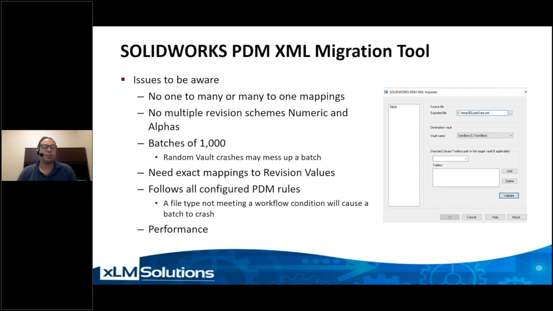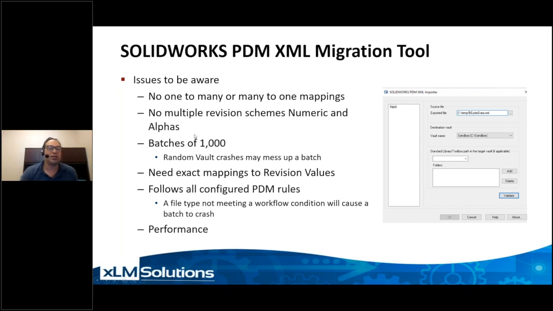It doesn't support multiple revision schemes. So if you had a prototype revision scheme that's numeric and a release revision scheme that's alpha, it doesn't support those two different revision schemes yet. Again, there are workarounds to support that, where you have one main revision scheme that has both numeric and alpha in it, and then break it off into the separate revision schemes after the migration.